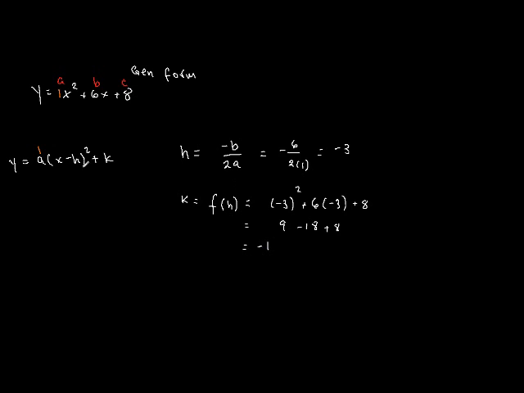So I can rewrite this as y equals 1, which I won't write, times (x minus minus 3). Remember there's a minus here, so when I plug in h, it's minus minus 3, so that's plus 3, squared, plus negative 1, so minus 1. So here it is, function form of my original equation, which was x squared plus 6x plus 8.